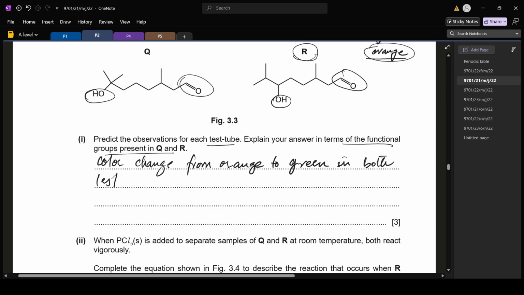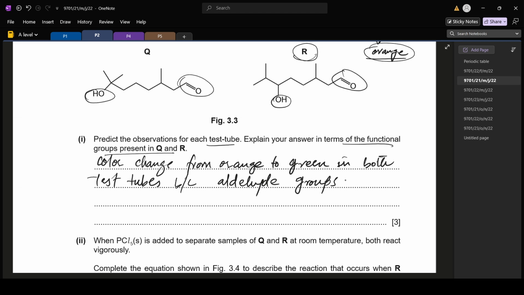Because the aldehyde groups in both and the OH group in R are all oxidized. So this is the reason.